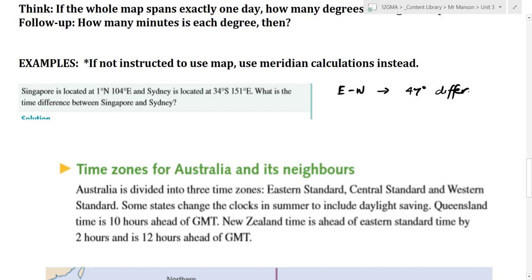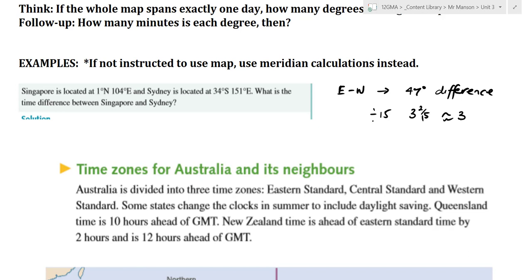And how many hours is 47 degrees approximately? Divide by 15 and we get 3 2/15 of the fraction, which is approximately 3 hours. So again, 3 2/15, which is 3 hours and 8 minutes. 15 goes into 60 quite nicely. So 2/15 multiplied by 4, we get 8/60. So 3 hours and 8 minutes time difference.